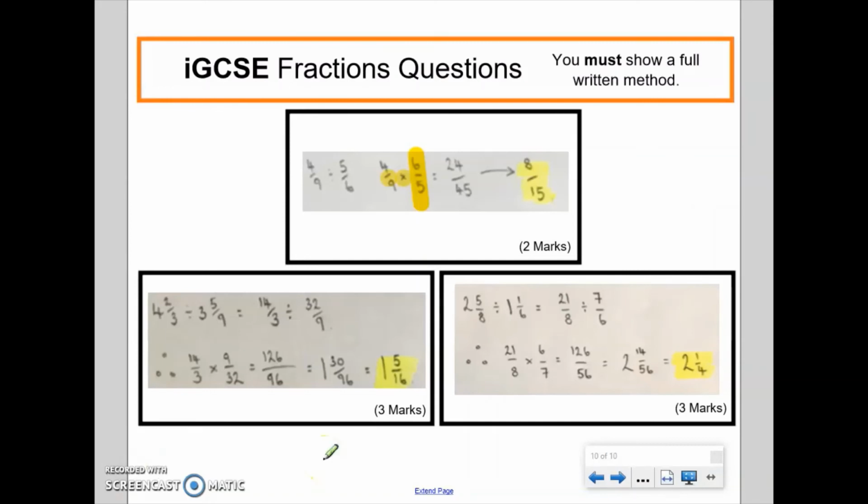Very well done if you were able to correctly answer the previous 9 questions on multiplying fractions and also these 3 questions on dividing fractions. So if you were able to give all 12 questions a good go, then that is excellent. You've shown a very good understanding of this topic. Well done.